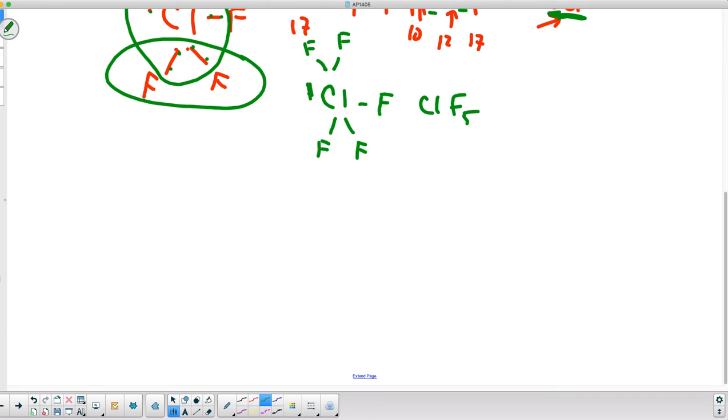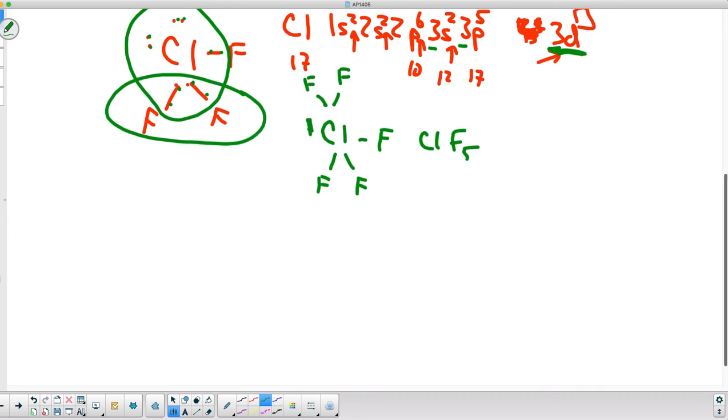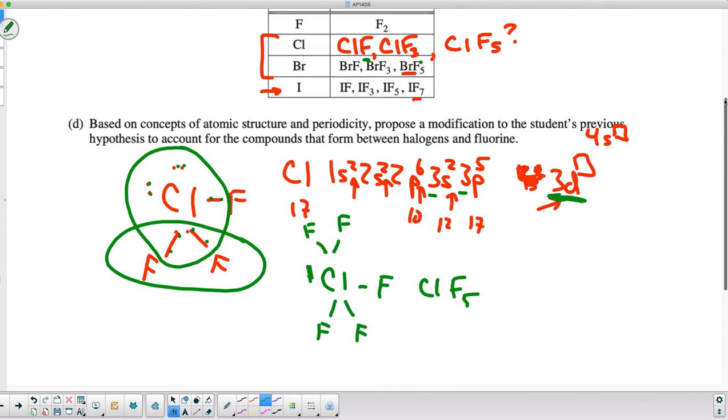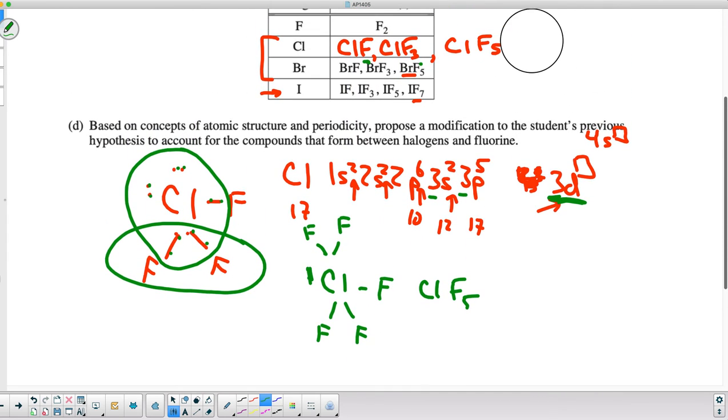There's something else I can add to modify a thing. Yes, this does happen. ClF5 does happen. It's a stable structure. So it does happen for BrF5 also. So what's the difference between bromine and iodine? The IF7, where's that coming from?